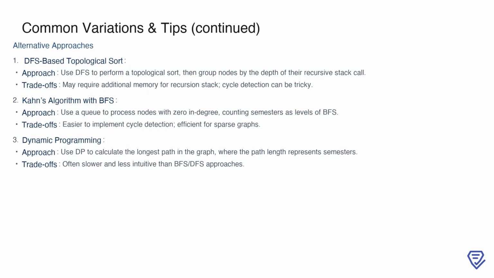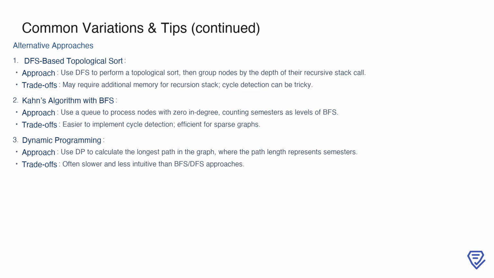There are several alternative approaches to solving the parallel courses problem, and each comes with its own strengths and trade-offs. A DFS-based topological sort involves performing a depth-first search and grouping nodes by the depth of their recursive stack calls. While effective, this approach can require extra memory for the recursion stack, and cycle detection can be more challenging to implement. Alternatively, Kahn's algorithm uses a BFS approach, where nodes with 0 in-degree are processed in queue order, and semesters are counted as levels of BFS. This method simplifies cycle detection and works particularly well for sparse graphs.